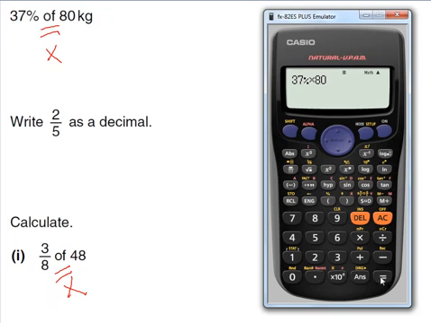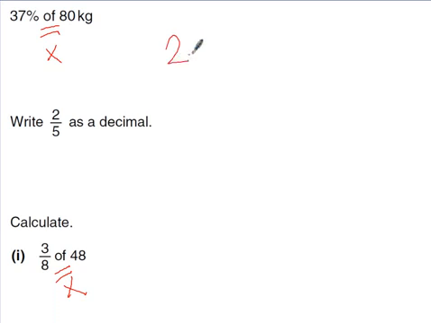Now that gives you the whole question in one step. Again, we get a fractional answer, so let's change it to a decimal. Right, 29.6 kilograms. Remember to always put your units in if they don't give them to you in the exam.